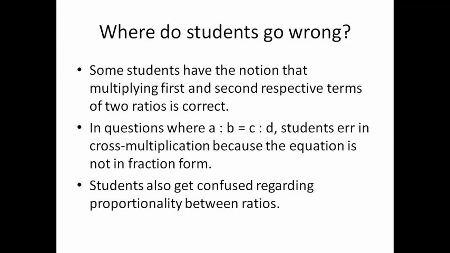Some students have the notion that multiplying the first and second terms of two ratios is correct. So if A is to B as C is to D, then A into C is equal to B into D. Some students also make mistakes because they are used to terms of an equation in fractions and the ratio notation is unfamiliar to them. Since the misconception is also there in higher grades, it is obvious that students are also not clear on the properties of equivalent ratios.